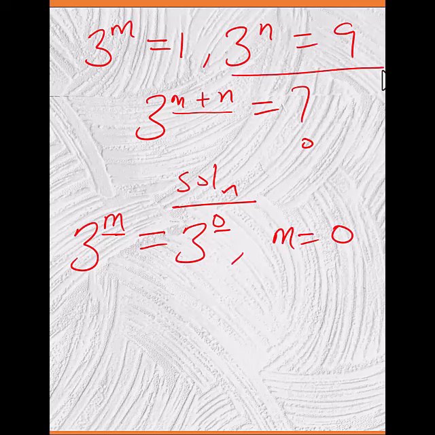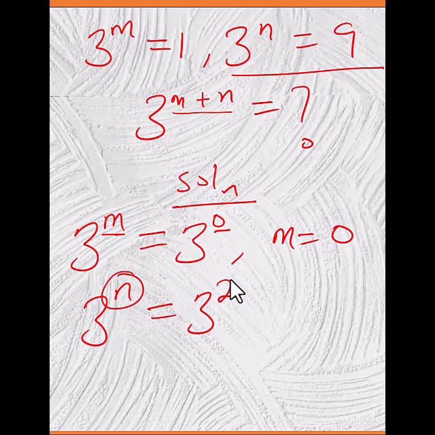And 3 to the power n, so 9 is the same as 3 to the power 2. Therefore, having equal bases, my n will be 2.